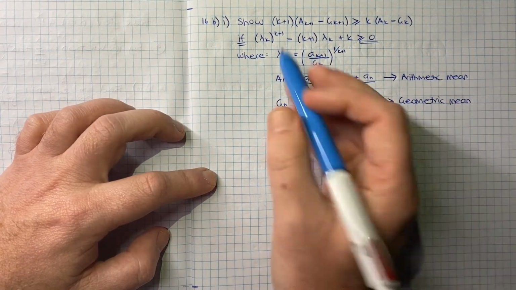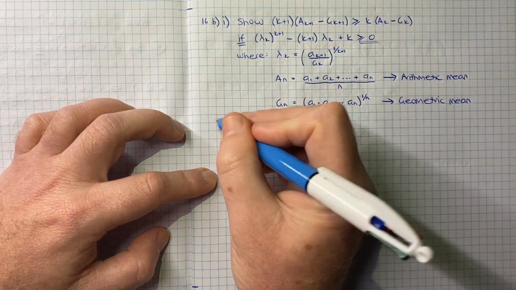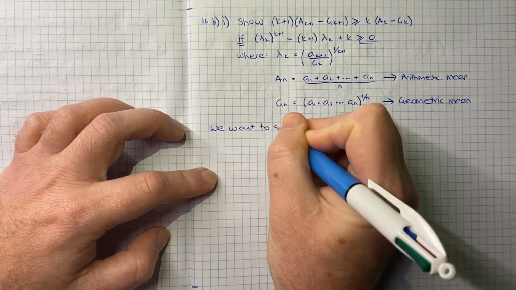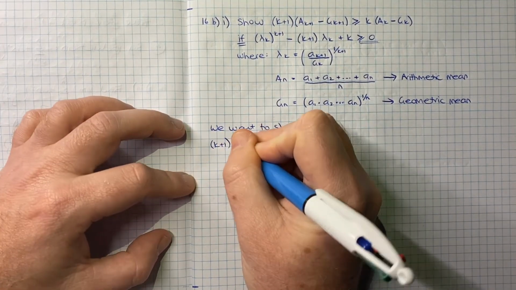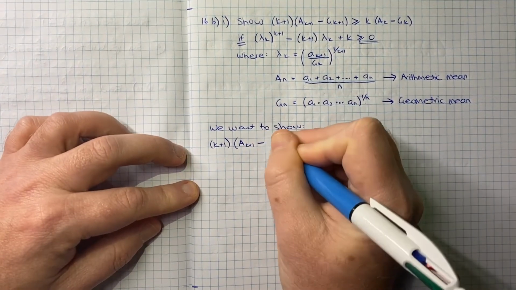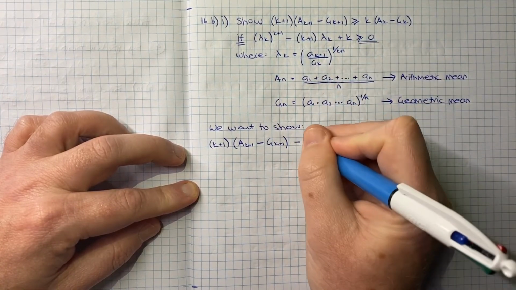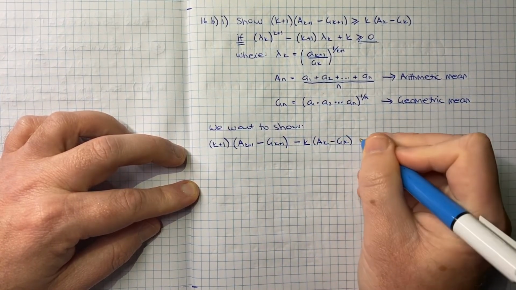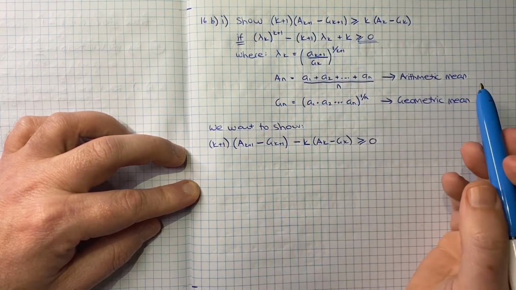So what we'll do is we'll start by just bringing this k, Ak minus Gk over. So really what we're being asked to show is that k plus 1 times A k plus 1 minus G k plus 1, so that's this bit here, and then minus k times Ak minus Gk, all of that we want to show is greater than or equal to 0. If we can show that, then we've shown this inequality.